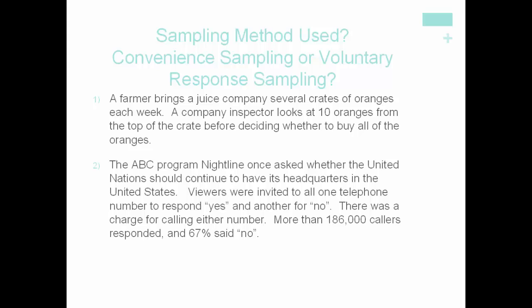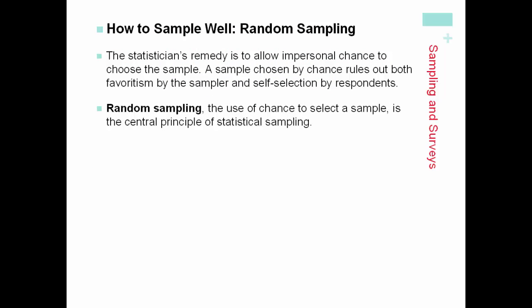So for these examples, let's then take a look. In convenience sampling, it's whether it's convenient or not, so that would be the example of the first one. Voluntary response sampling is where people are invited to decide if they want to give a response for the sample or not. That would be an example of the second one.